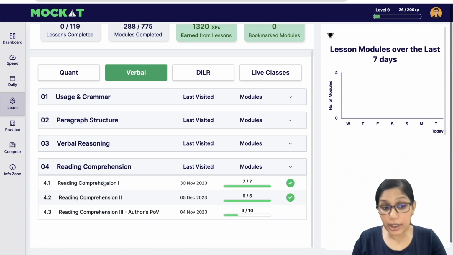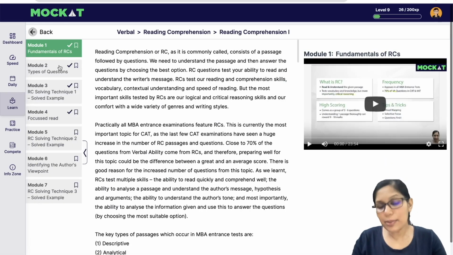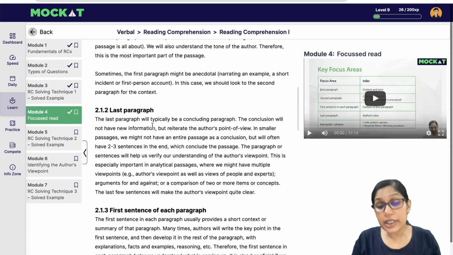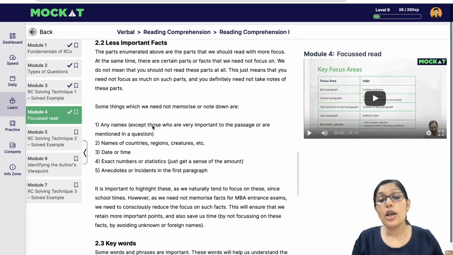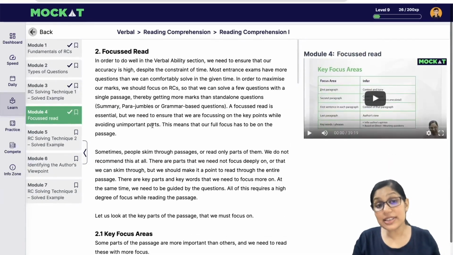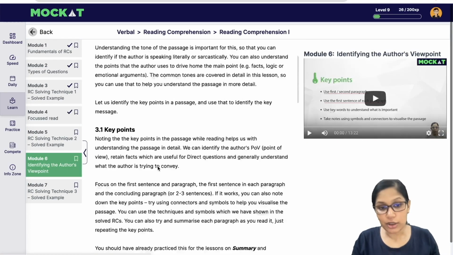Please go through 4.1 first. Here you have a basic intro and certain techniques like types of questions, certain solved examples. But I'm also telling you how to read, what are the key focus areas, what are the key words, what are the parts to avoid. So we need to do a focused read of the RCs, and that's what we'll do with the articles. And we'll use that to find the author's view.